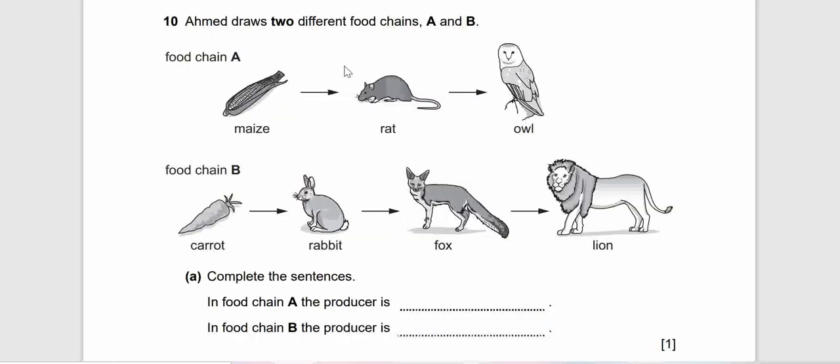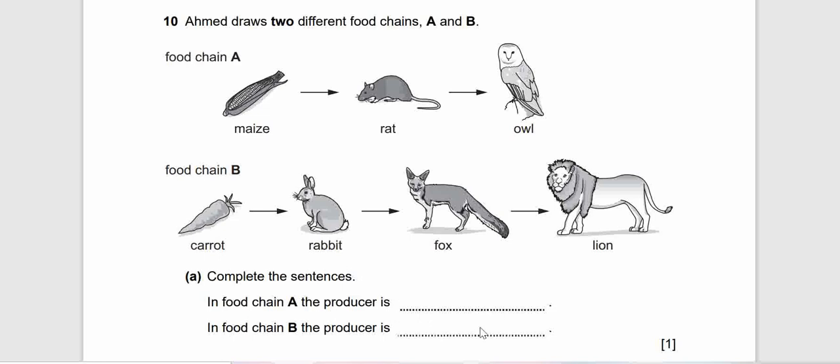Next. Alright, question 10. Ahmed draws two different food chains, A and B. Food chain A: maize, rat, owl. Food chain B: carrot, rabbit, fox, and lion. A, complete the sentences. In food chain A, the producer is. In food chain B, the producer is.